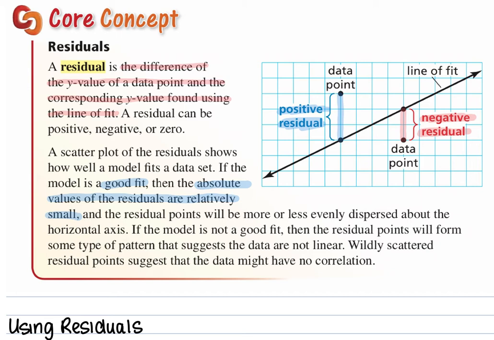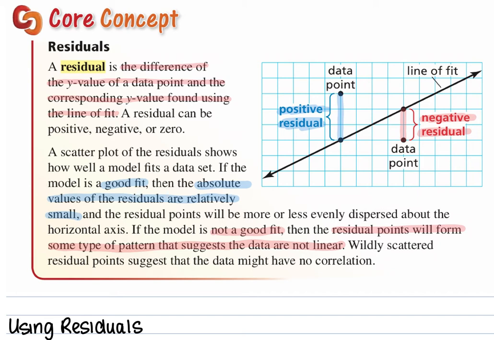But if the model is not a good fit, then the residual points will form some type of pattern that suggests the data are not linear. So if our residual's like very large, either we drew the wrong line or the data cannot be mapped with just a straight line, okay? Then that suggests that there's no pattern that we can identify with just a straight line. Our model would need to be more complex, okay? And then wildly scattered residual points suggest that the data might not have any correlation, okay?